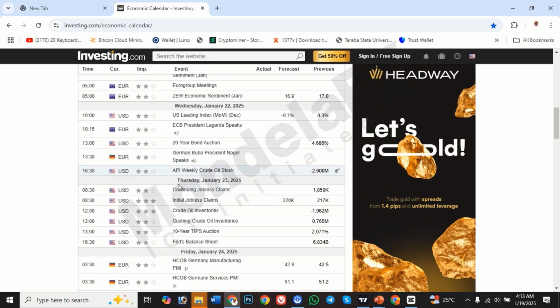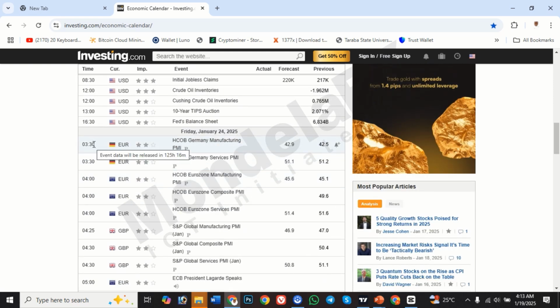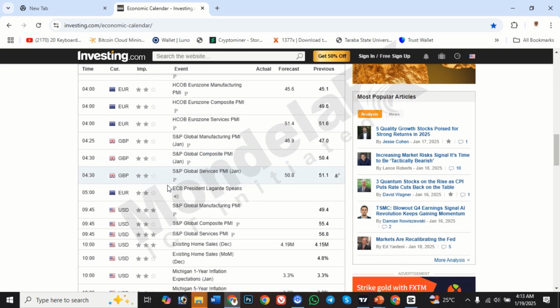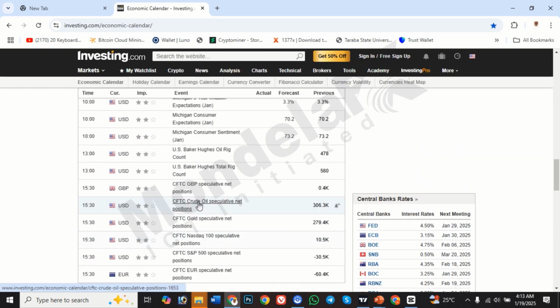So look at them here on Thursday. We have another one at 8:30 right here, which is continuing jobless claims and initial jobless claims. You can see all of them. Then on Friday, we have a lot of news. You people can see that last week Friday, you saw how they manipulated price with those news events.